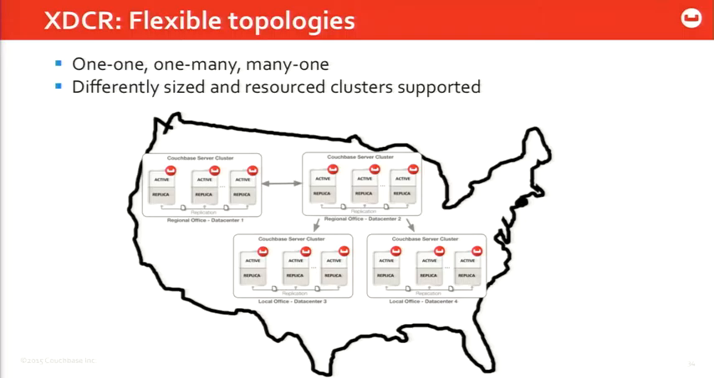Or you can have complex topologies like the one shown here, where you have propagation down to maybe regional or local data centers. Or maybe you have aggregation, where if you have factories in Asia and you're collecting information from there back to your headquarters in the valley, then you can have information collected from various data centers remotely into one big data center.